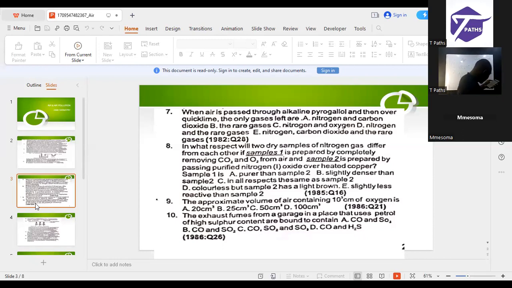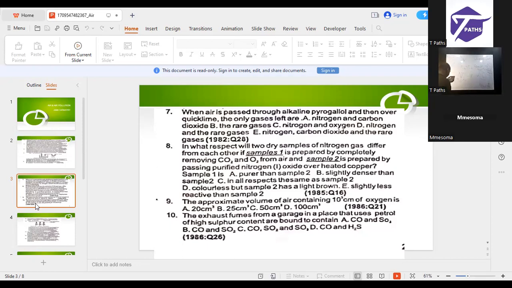The approximate volume of air containing 10 cm cube of oxygen is dash. We are told that the air contains 10%.